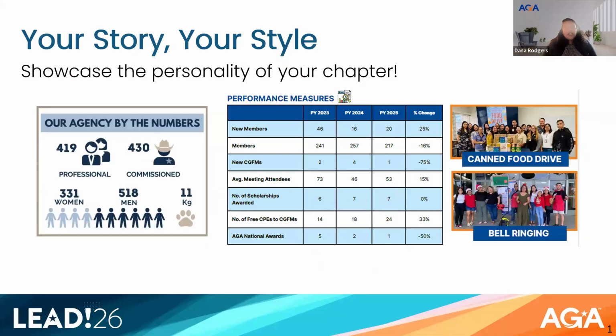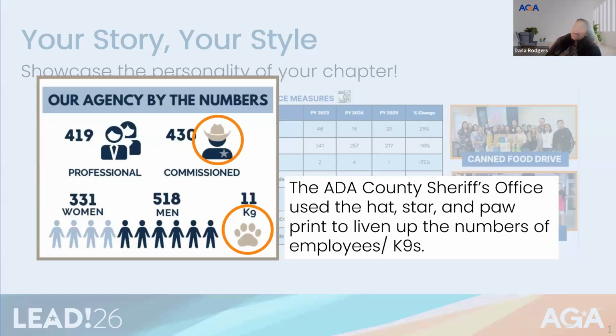And again, your CCR is your time to showcase your chapter's story. So showcase the personality of your chapter, or maybe, for example, we have this one right here. This is the 88 County Sheriff's Office. Instead of using big graphs or things like that, right? They used a hat, a star, and a paw print to liven up their numbers here. So icons are definitely something that we welcome for you to be able to use.